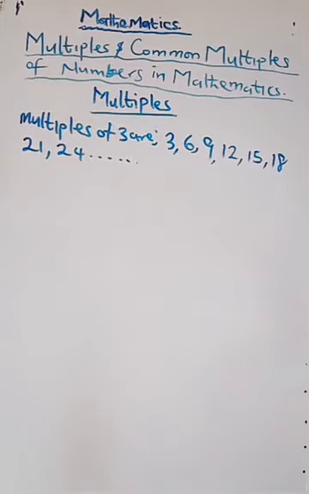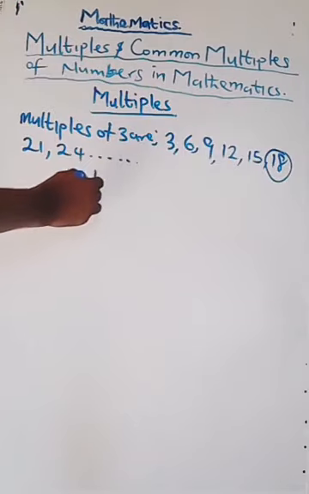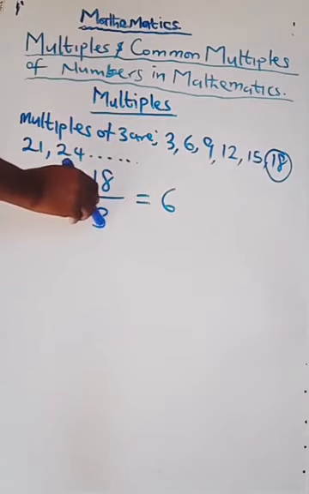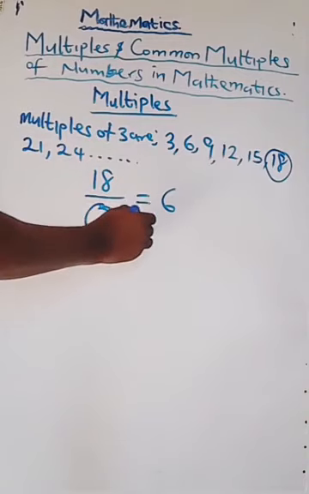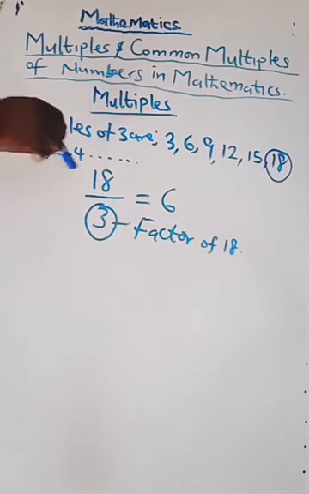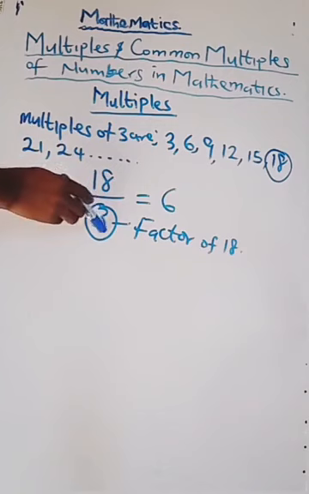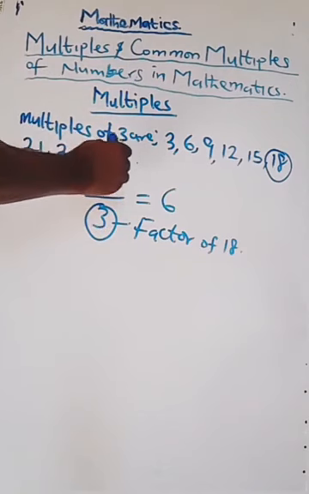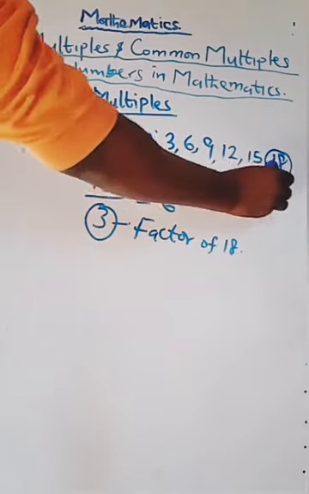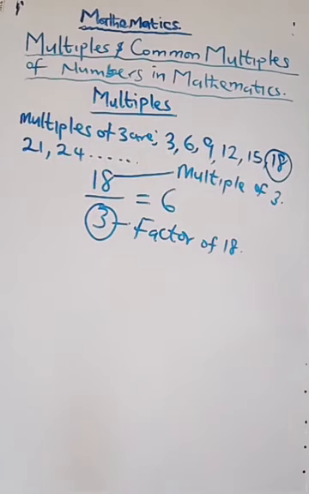Now let's look at it like this. Let's pick 18 as a number. 18 divided by 3 equals 6, because 3 can divide 18 without any remainder. So 3 is a factor of 18, right? Because 18 can be divided by 3 without any remainder. Then 18 is a multiple of 3, because 18 is a number that 3 can divide. A multiple of a number is a number that number can divide without any remainder.